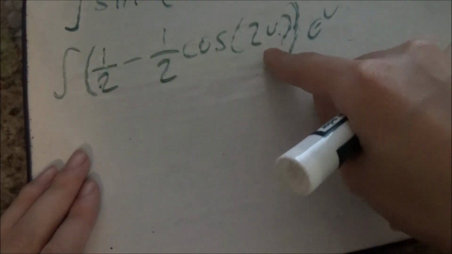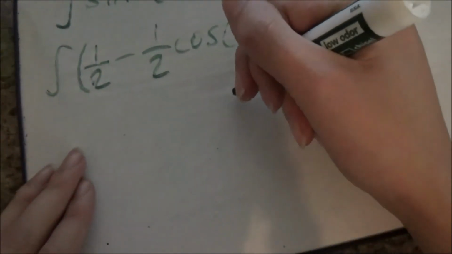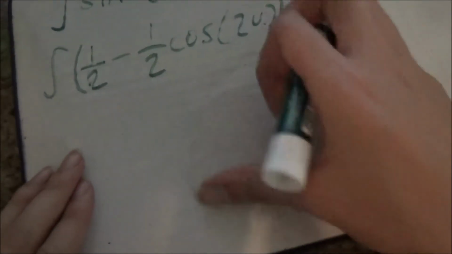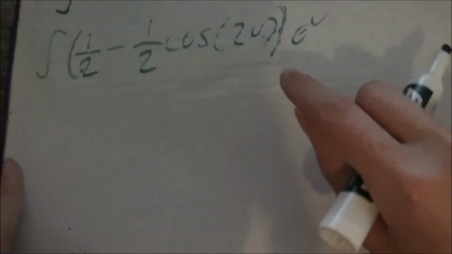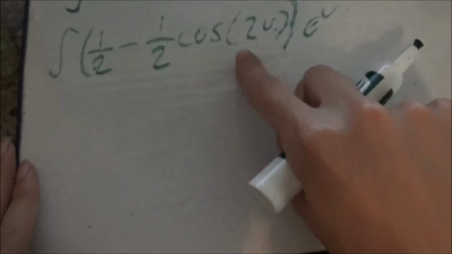If this was a cosine u, it would be easier because this is an integral to memorize, and so has the sine as well. But this is a cosine 2u, so you might have to integrate by parts by hand. This you could do on your own. I'll do this part, e to the u.